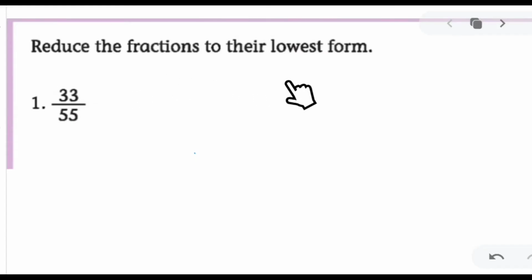How do we reduce a fraction to its lowest form? 33 by 55. First, what are the common factors? So find the HCF. So we are finding the HCF. Whenever you are listing factors, rainbow factors are always easy. Every time I am telling, whenever you are doing the factors, rainbow factors is easy.